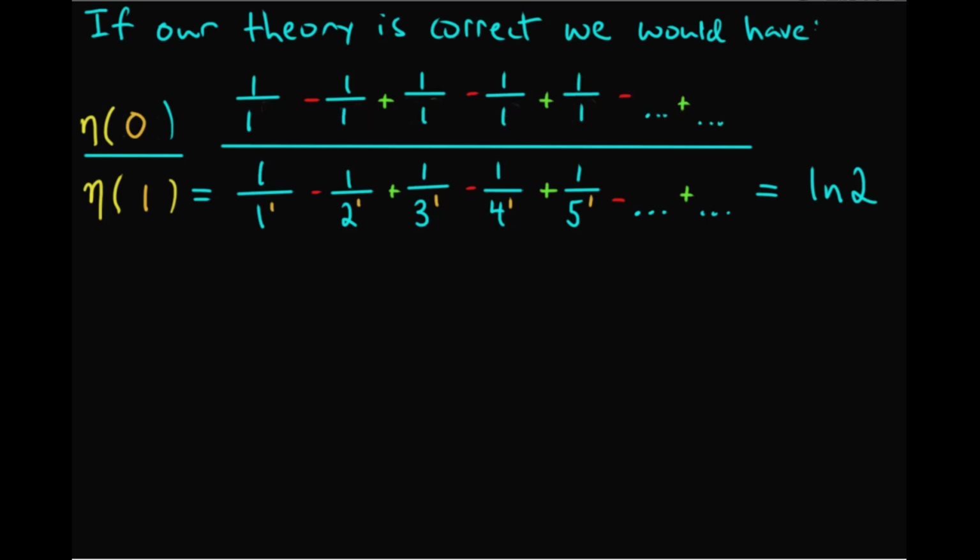That's of course 1 over 1 minus 1 over 1 plus 1 over 1 minus 1 over 1, or just 1 minus 1 plus 1 minus 1 plus 1 and so on. That's Grandi's series, to which we know to assign a value of 1/2. Now the work that we've done already on both of these series would imply that eta of 0 divided by eta of 1 would equal 1/2 over log 2, which simplifies to 1 over 2 log 2.